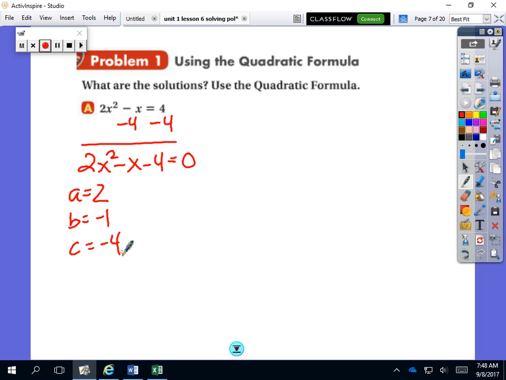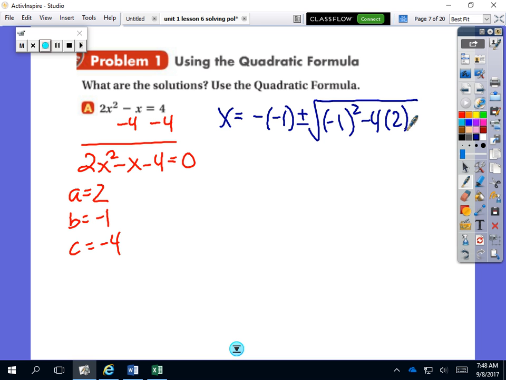So in my quadratic formula, I have x equals negative 1, so negative 1 plus or minus the square root of negative 1 squared minus 4 times 2 times negative 4. Okay, make sure you use parentheses under here, and I'm going to show you why in a minute. All over 2 times 2, because a is 2. 2a is 2 times 2.